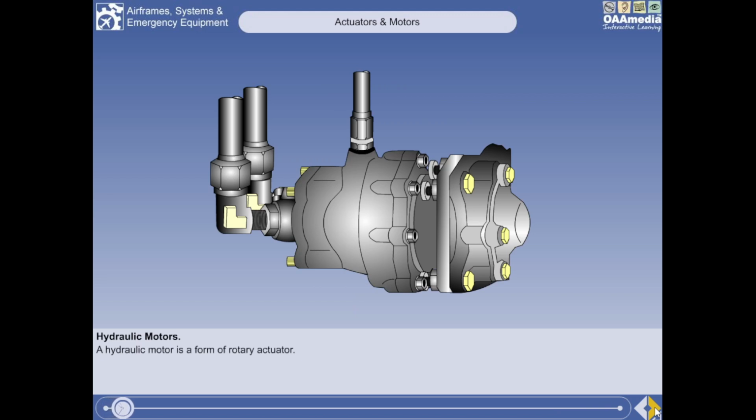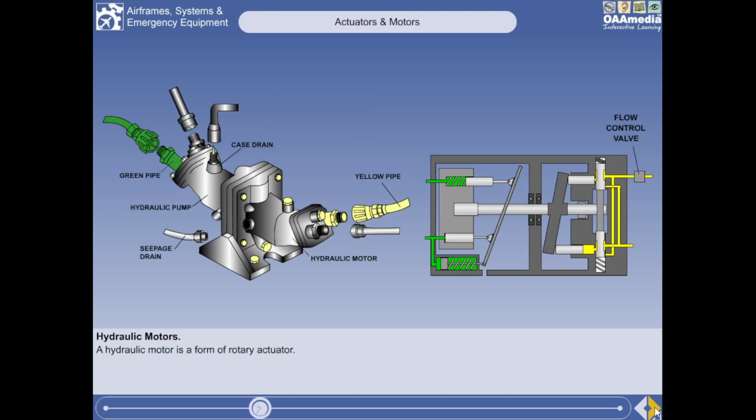Hydraulic motors are a form of rotary actuator, and are sometimes connected through gearing to operate screw jacks on such components as trailing edge flap drives. Illustrated here is the B747 trailing edge flap drive motor. It is mounted directly onto a gearbox, which in turn transmits the drive to the flaps through a torque tube. Hydraulic motors can also be used to drive generators or pumps. In some aircraft, they are used for driving a hydraulic pump unit, thus enabling power to be transferred from one hydraulic system to another, without transferring fluid.